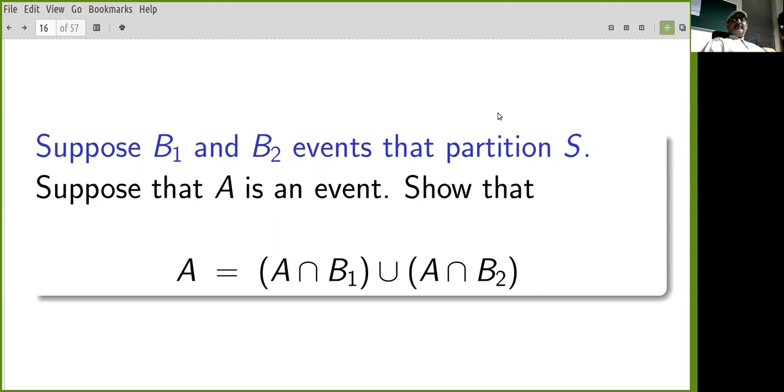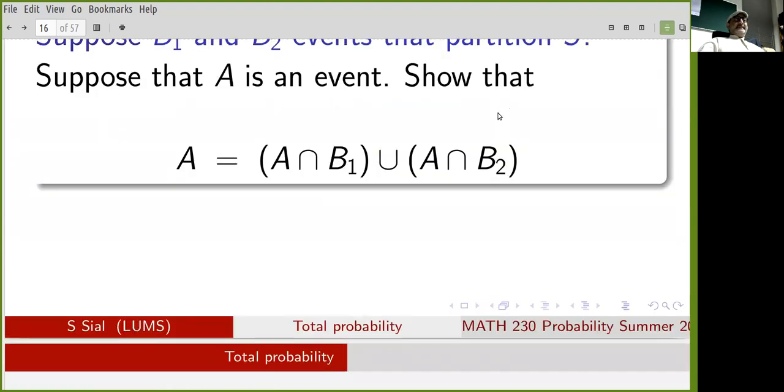And if you use the distributive laws that we talked about before, you can prove this set identity. Okay, so if you want the probability of A, then the probability of A would be the probability of A intersection B1 plus the probability of A intersection B2 minus the probability of the intersection of these two sets. But the intersection of these two sets is empty, because every element in here is in B1, every element in here is in B2, and B1 and B2 don't overlap. So the probability of that intersection would be 0.